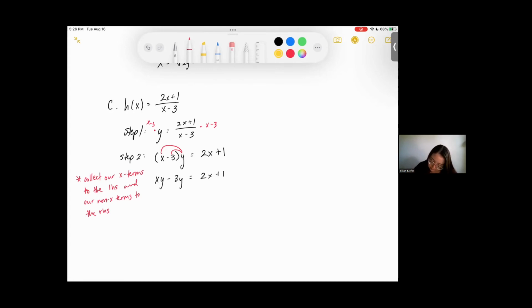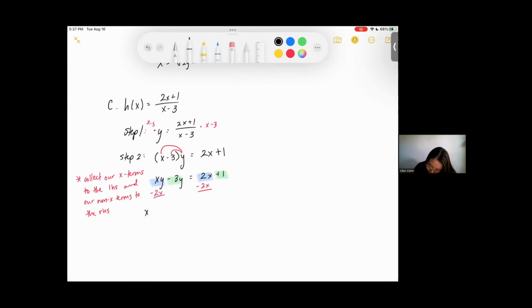If we take a look at these, our x terms are in blue: xy and 2x. Our non-x terms are in green: negative 3y and plus 1. We want to collect our blue terms and collect our green terms. So let's start by bringing the x terms to the left-hand side. We're going to bring 2x to the left-hand side, so we're going to subtract 2x from both sides.